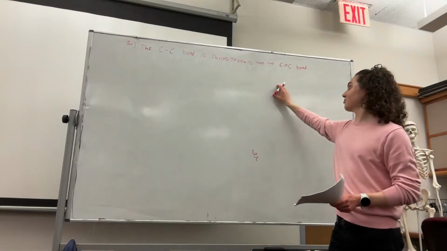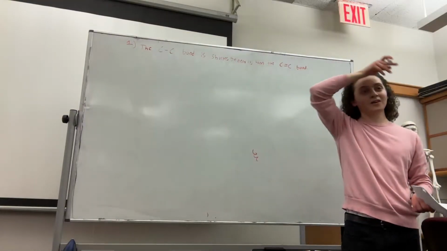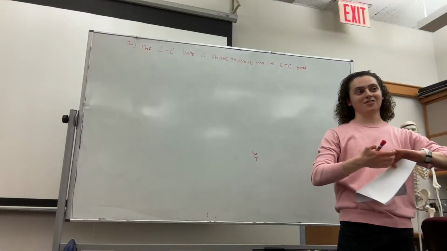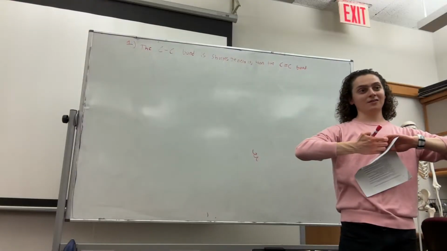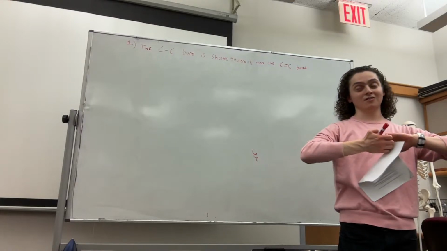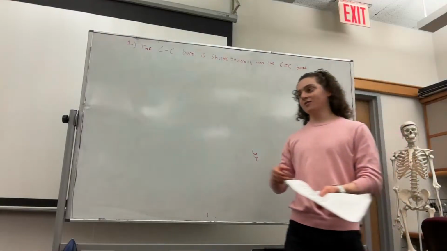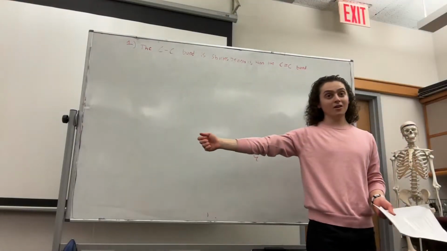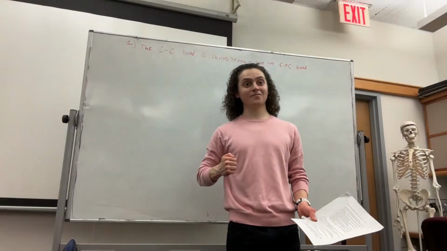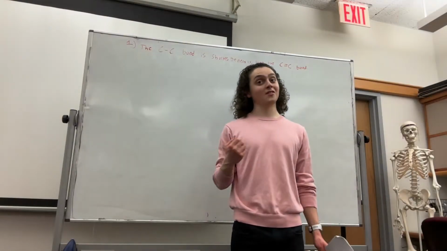Bond lengths shorten with strength. I want you to imagine two people holding hands and ask yourself how strong is their link together. If you see two people holding hands from across the room versus two people holding hands really close to each other, the stronger one is probably going to be the one where they're closer together.